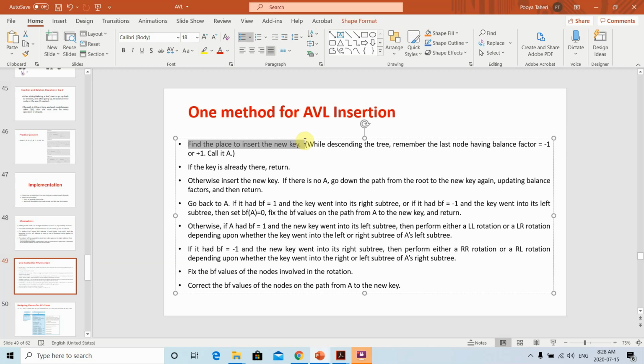So first we have to do a BST insertion, right? So find a place to insert the new key. While descending the tree, remember the last node having the balance factor minus one or positive one, right? Because these are the nodes that might go out of balance, okay?